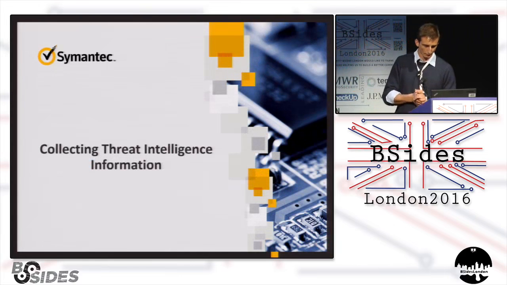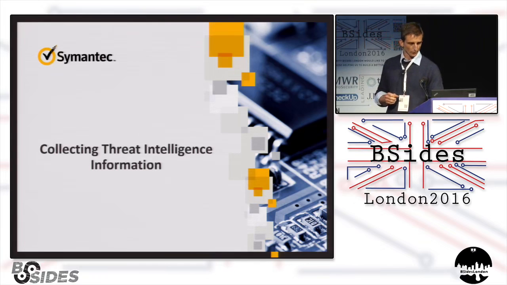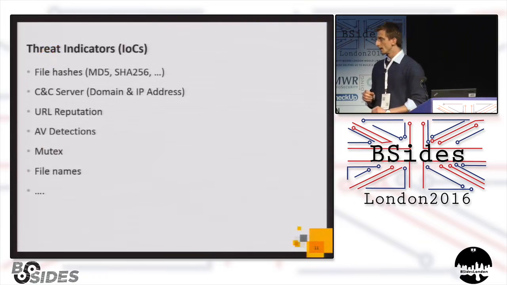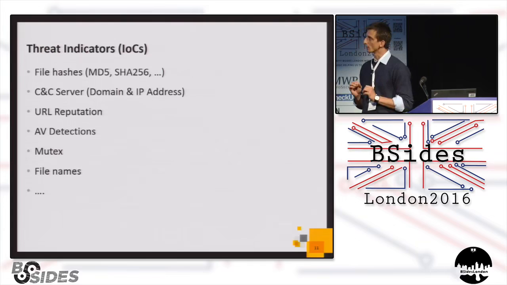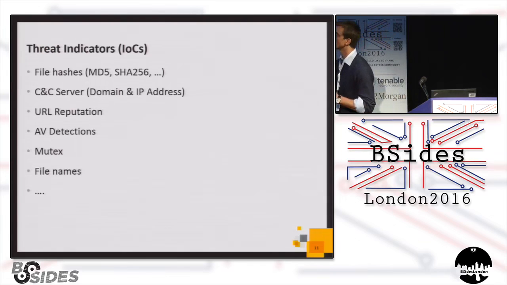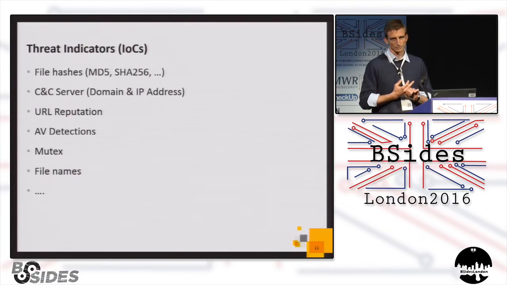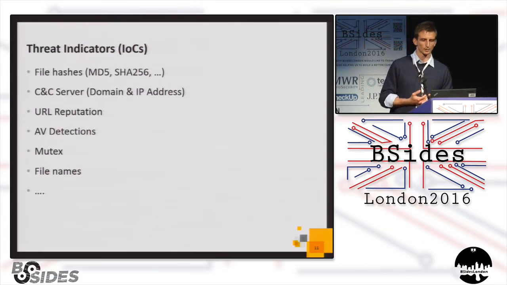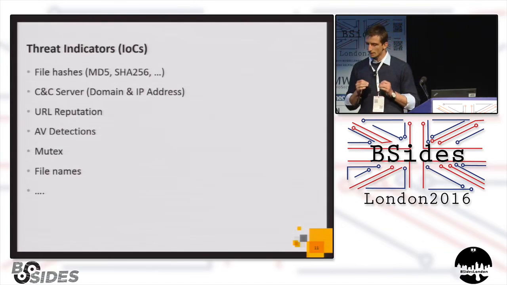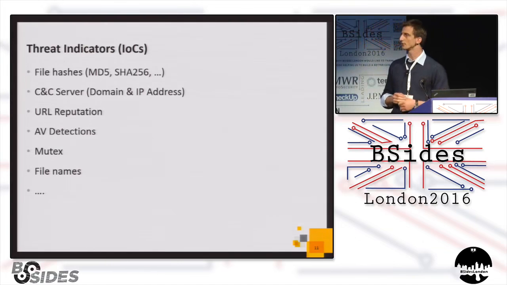It's very, very powerful. The main problem is that you need to link together lots of information. And where can you get this information from? For example, if you are talking about indicators of compromise, we can talk about MD5s, the domains, the IP addresses, the AV detections, the mutex names, the file names, and so on.